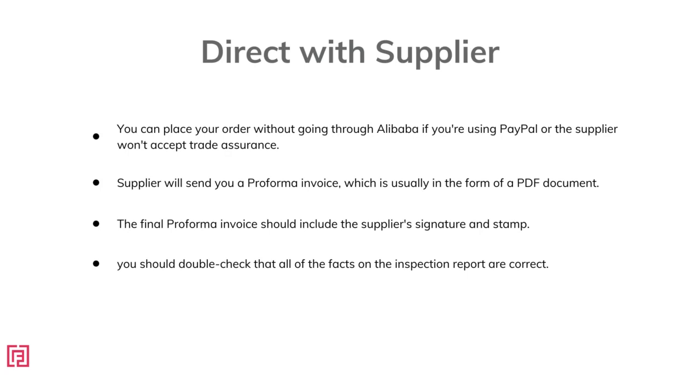At this point, you should double-check that all of the facts on the inspection report are correct. Even if you're using PayPal, double-check your bank account information. It must match what's on the report. If there is a problem, request an explanation from the supplier.